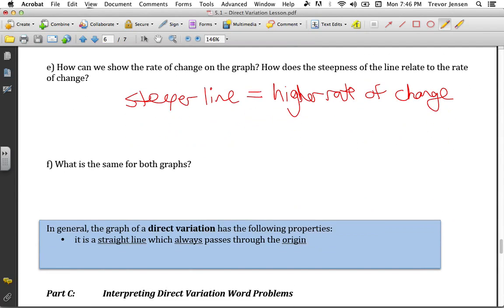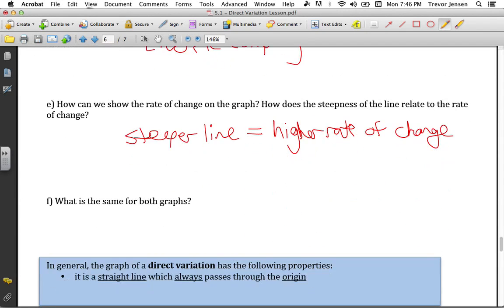Okay, what is the same for both graphs? I already discussed this. Both graphs are straight lines that pass through the origin. Remember, the origin is point 0, 0. So those are the two things that are the same for all direct variation relationships. Their graphs are straight lines that pass through the origin.